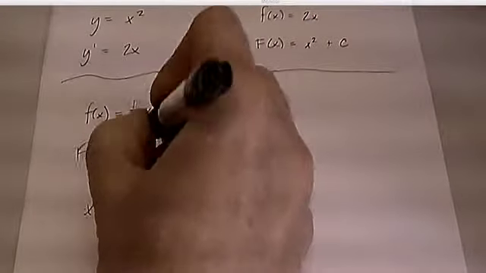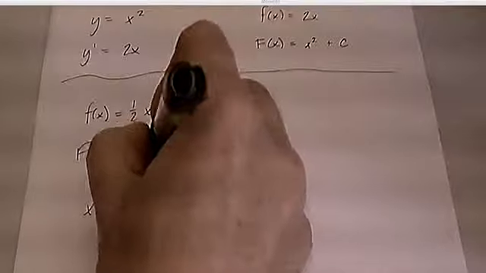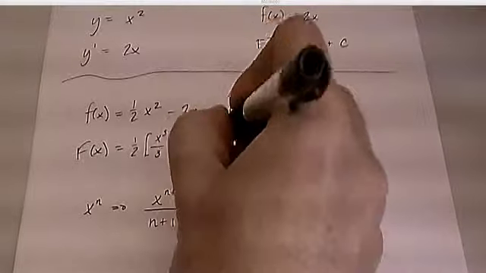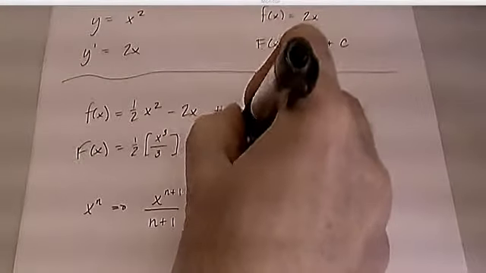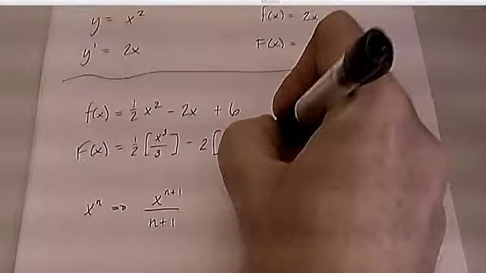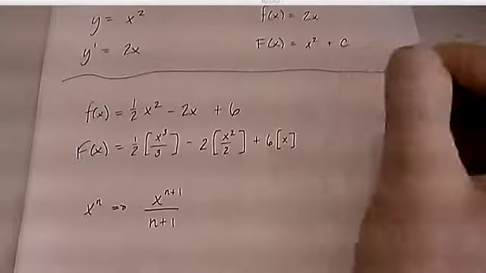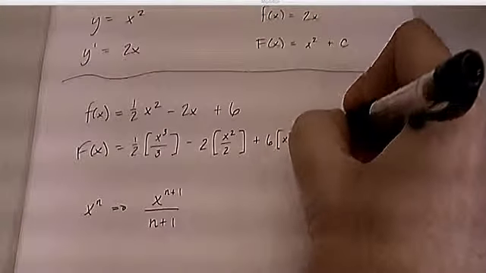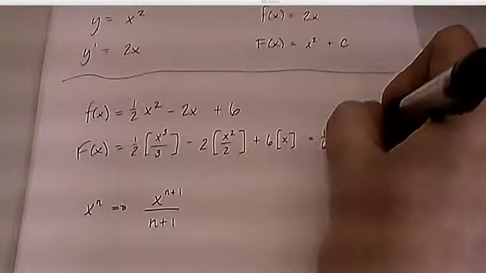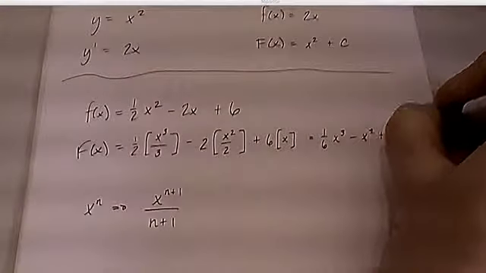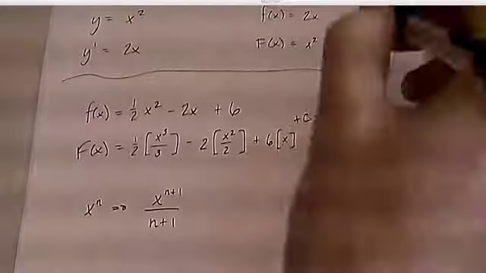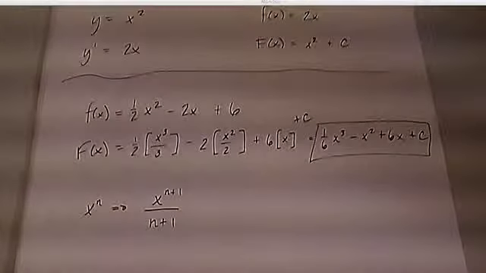Because if you were to differentiate this, it would go back to this. So the 1/2 comes along for the ride, and x squared becomes x cubed over 3. And then the 2 comes along for the ride, and x becomes x squared over 2. And then the 6 comes along for the ride, and we get an x. So that winds up being 1/6 x cubed minus x squared plus 6x plus c. The plus c is very, very important. You cannot forget that.